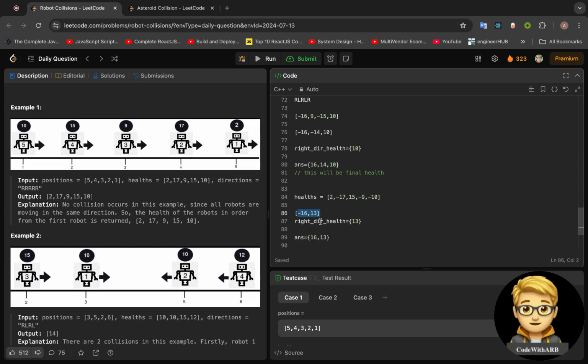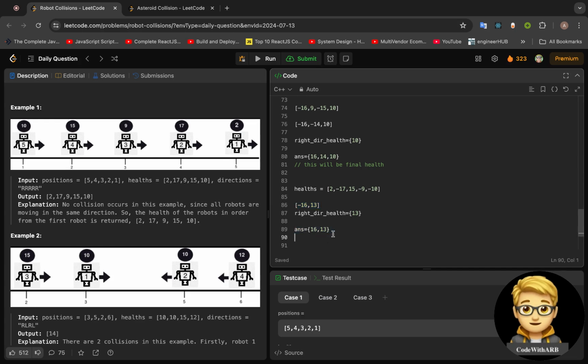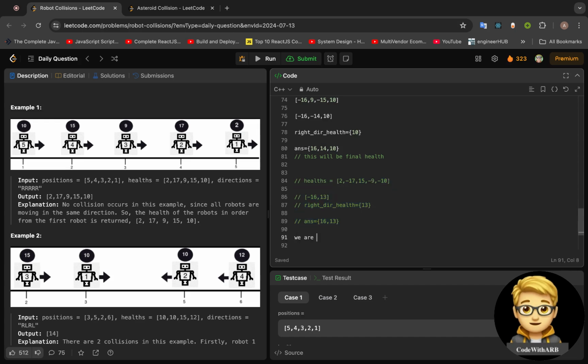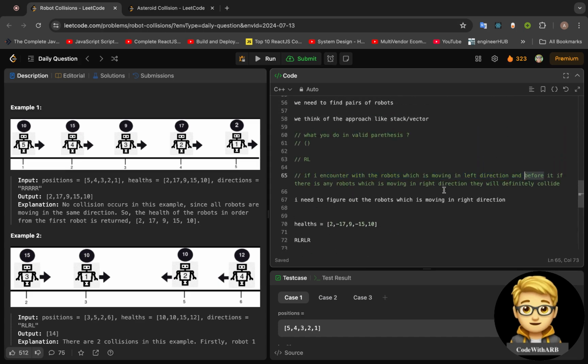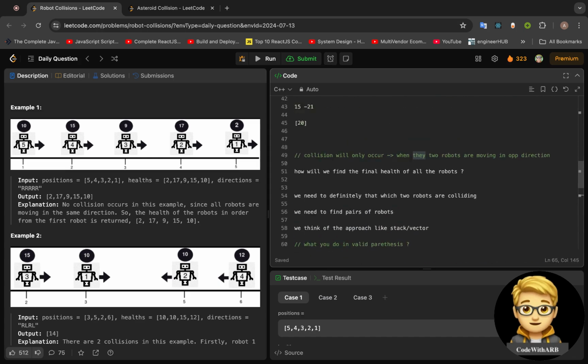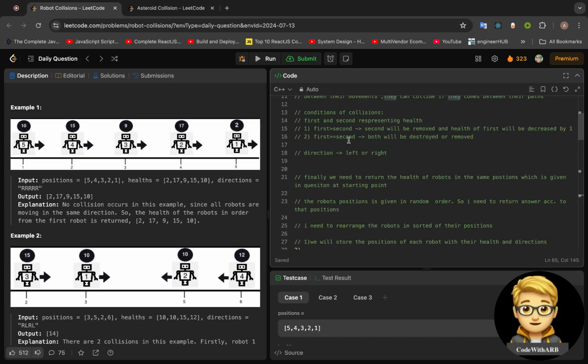So this will never collide. So this will be the robots' health which are left. So basically what we are doing, we are just checking for the same thing, right. Whenever we encounter a robot which is moving in the left direction, we check whether we have a right-direction robot left or not, and act accordingly on the conditions of collision which are given here, right.